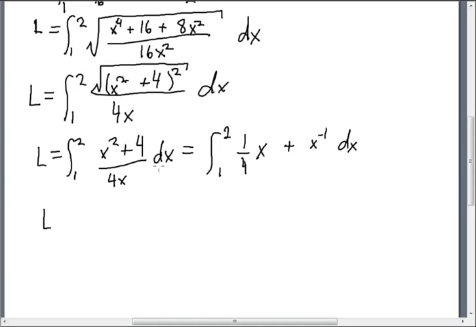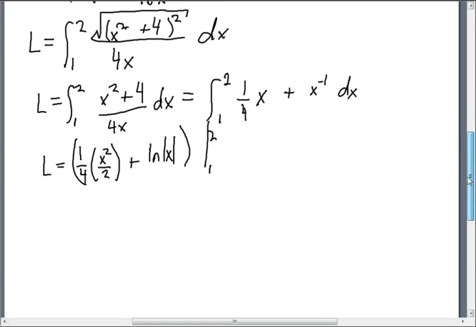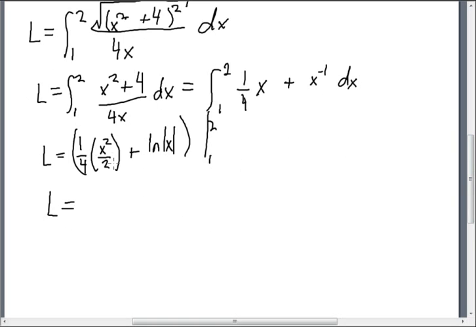So now we can integrate. This is an easy integral to do. It's just the anti-power rule. So 1/4 times x squared over 2, plus the integral of x to the minus 1, which is the natural log of the absolute value of x. And this whole thing is evaluated from 1 to 2. Now, the length is going to be 1/8 x squared, I'll simplify it on this line, plus, and since both of these are positive, we can ignore the absolute value in this case, ln x.